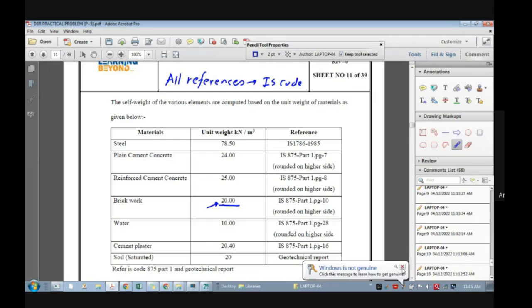Many times people do assume something, but they don't know where it is coming from. If I ask you, what is the density of steel or unit weight of steel? 78.5 kilonewton per meter cube. Okay. So the second question will be where it is coming from. Even though you remember it, you must put the references. So this is very important. What is the unit weight of water? 10, I know, or 9.81, generally we round it to 10, but you should mention where it is coming from. There is an IS 875 code, which is for loading purposes. The cement plaster, soil load and everything is given there.